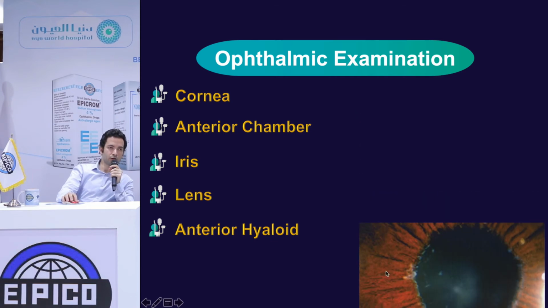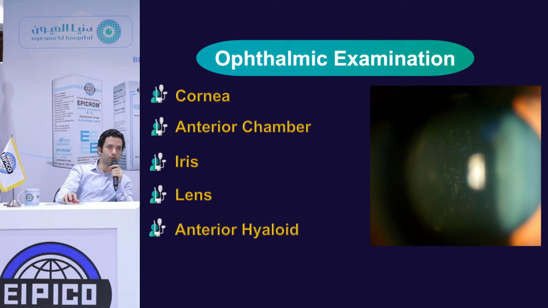Finally, the last structure that can be examined with the slit lamp without the use of any auxiliary lenses is the anterior hyaloid. I don't know if you can see that there are some cells present in the anterior hyaloid, as this patient has intermediate uveitis. Sometimes you can see some brown pigmented cells, which is called the Shafer sign, which is present in cases of retinal detachment.